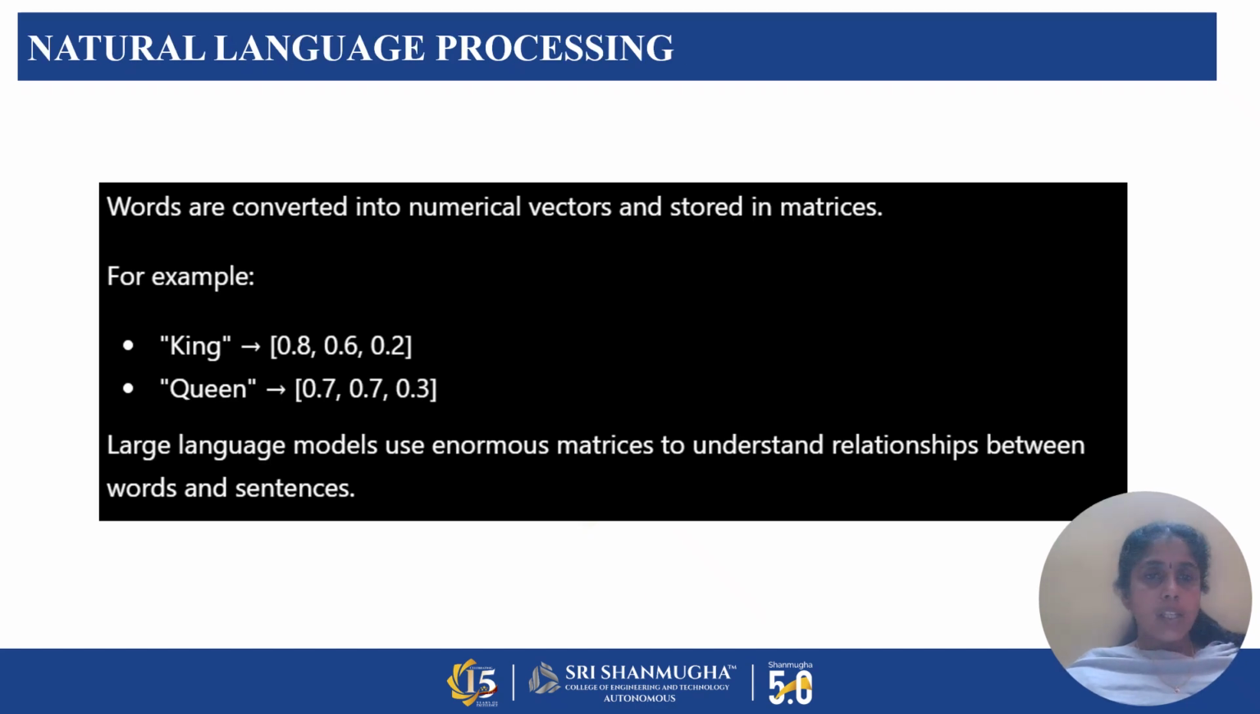Natural language processing. Words are converted into numerical vectors and matrices, and stored in the form of matrices. For example, if I take the word king, it will be stored as 0.8, 0.6, 0.2. And queen is 0.7, 0.7, 0.3. So large language models use enormous matrices to understand relationships between words and sentences.